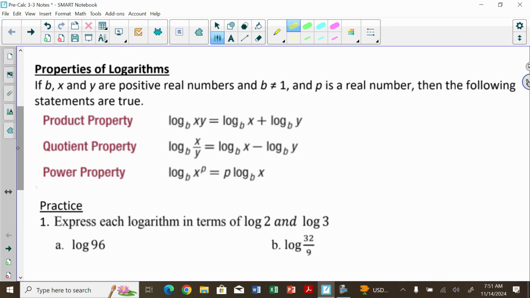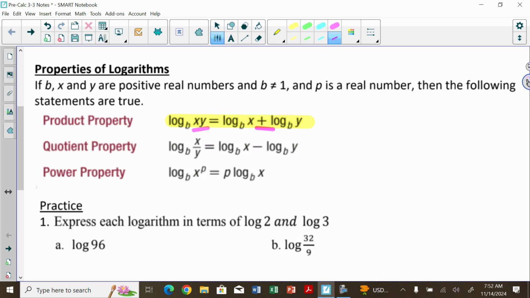So if you have a product with a logarithm, and again, x and y are positive, and b is not equal to 1, and if p is a real number, then all of these are true. The first one, the product property: if you have a product inside a logarithm, then with the same base, you can split them up with an addition sign. Log base b of xy equals log base b of x plus log base b of y.